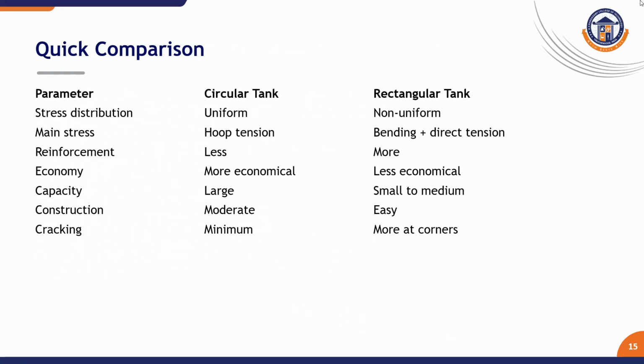This is a quick summary comparing the circular water tank and the rectangular water tank. The stress distribution is uniform in the circular tank, while it is non-uniform in the rectangular one. The main stress in the circular tank is hoop tension, while in the rectangular tank it is bending and direct tension. Reinforcement is less for the circular tank, and for a rectangular tank it has to be more. Economically, the circular tank is more economical for larger capacities, while the rectangular tank is economical for smaller capacities.